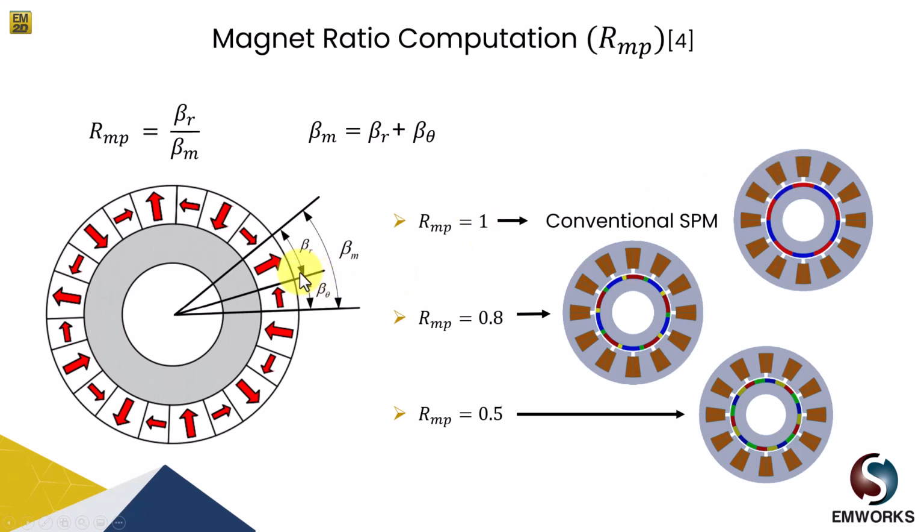Now to make it a Halbach array arrangement, we have a choice to choose any value but not equal to 1. So we chose two different combinations. One is 0.8, where the beta theta magnet value is lesser compared to beta R, and therefore its ratio is 0.8. And then we have the third model where both are equal, which leads to an RMP ratio of 0.5.